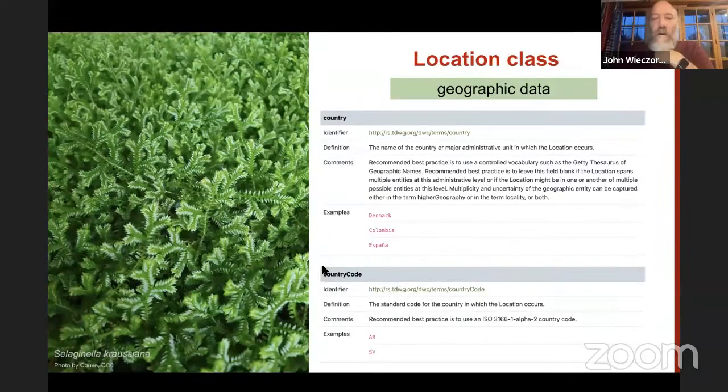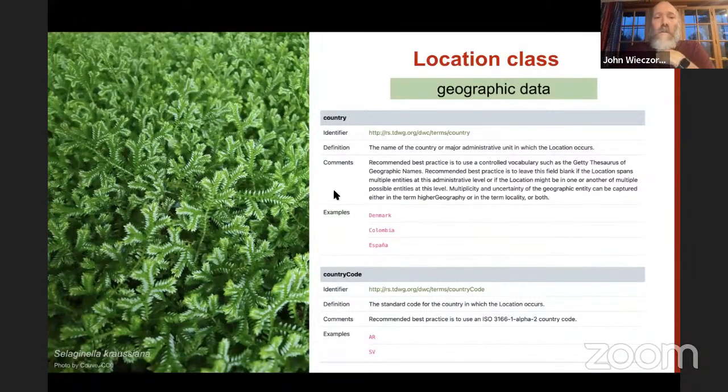All the rest of the terms also recommend a controlled vocabulary. If you look in the comments, and you can see that here, this upper part for country is an exact extract, an image copied from the Darwin Core Quick Reference Guide. And the comments in these cases say the recommended best practice is to use the controlled vocabulary, such as the Getty Thesaurus of Geographic Names.